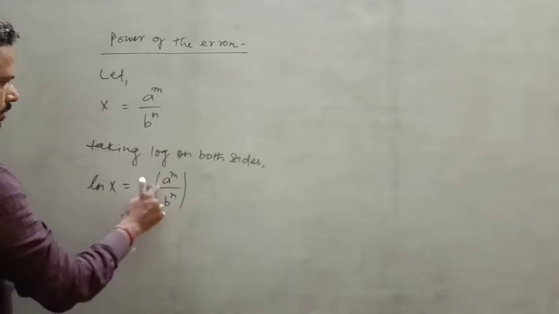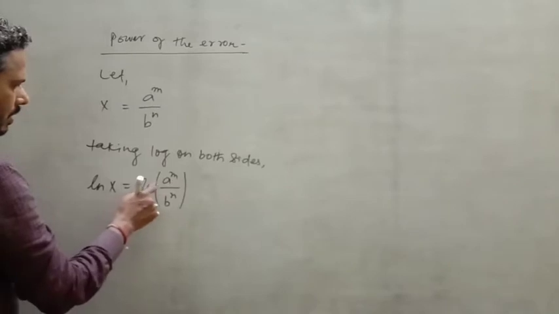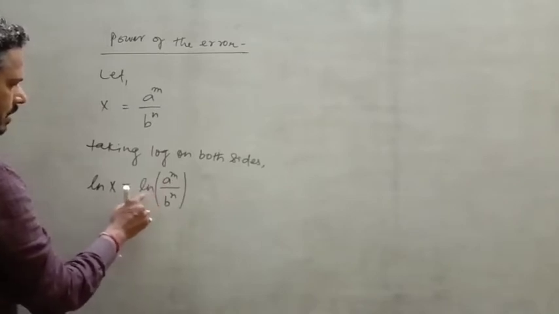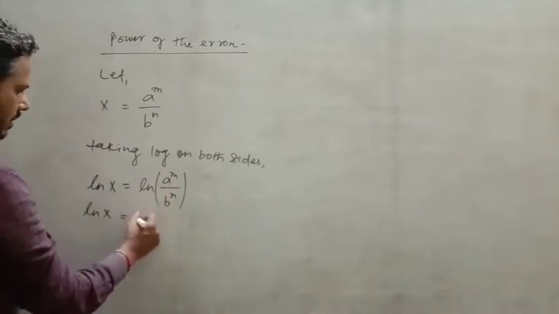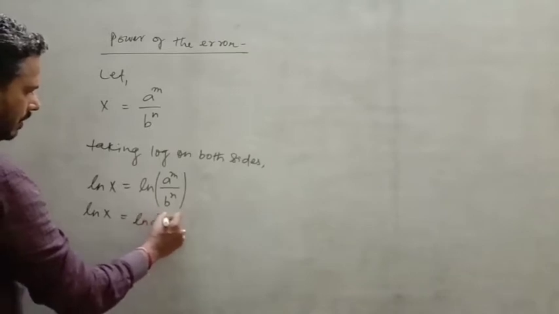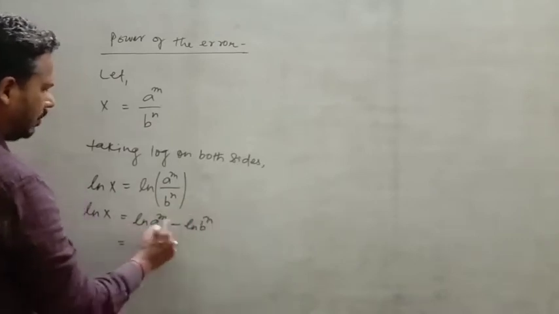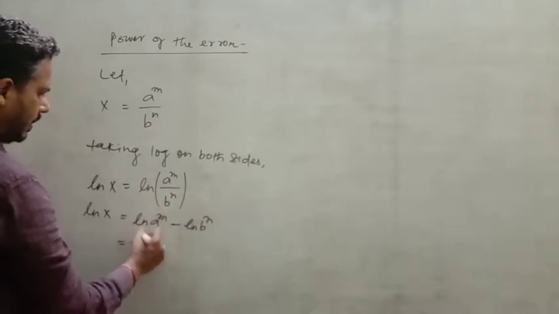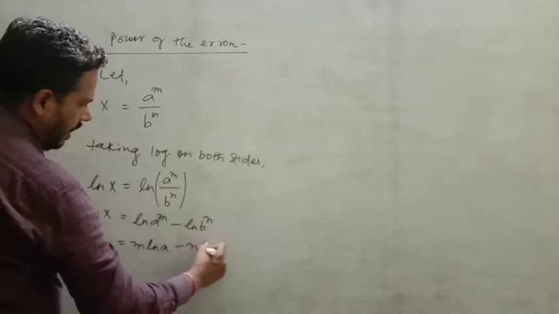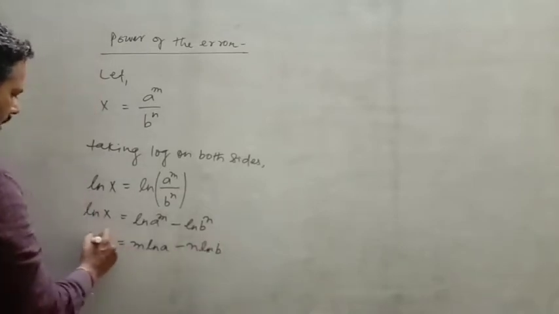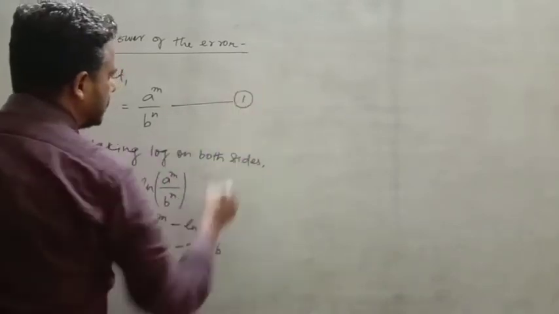Okay, so first this one is in division. According to log, if something is a by b, it is written as ln a minus ln b. So accordingly we will write that ln x is equal to ln a to the power m minus ln b to the power n. And now the power is just multiplied by the factor. So ln x equals m ln a minus n ln b. This is the equation.